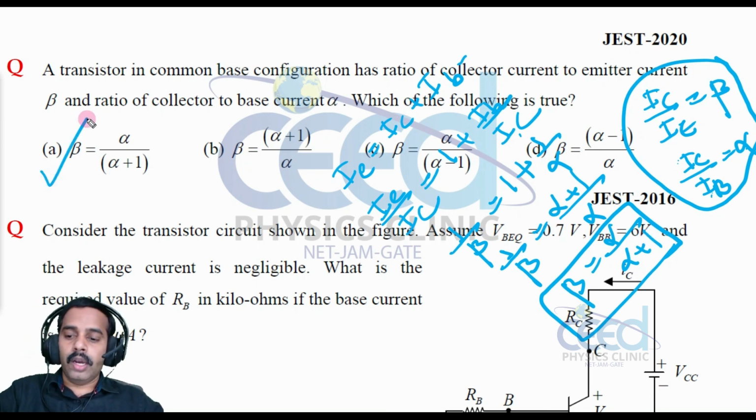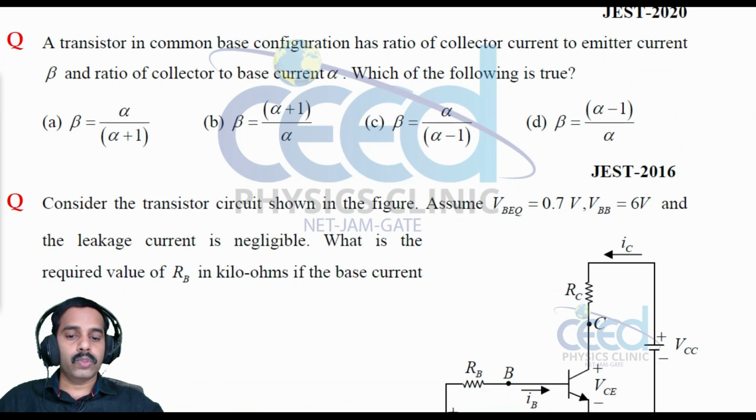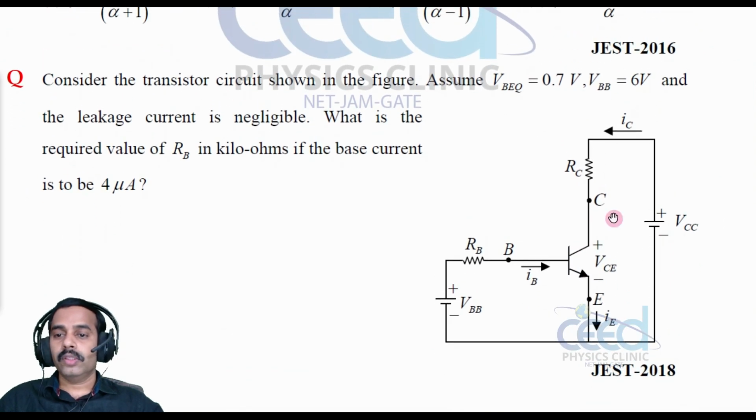Right. Now let us come to another question. Consider a transistor circuit shown in the figure. Assume VBE is 0.7 volt, the voltage drop here is 0.7, and VBB is 6 volt. The leakage current is negligible. What is the required value of RB in kilo ohm if the base current is 4 microampere? It's a direct simple question.